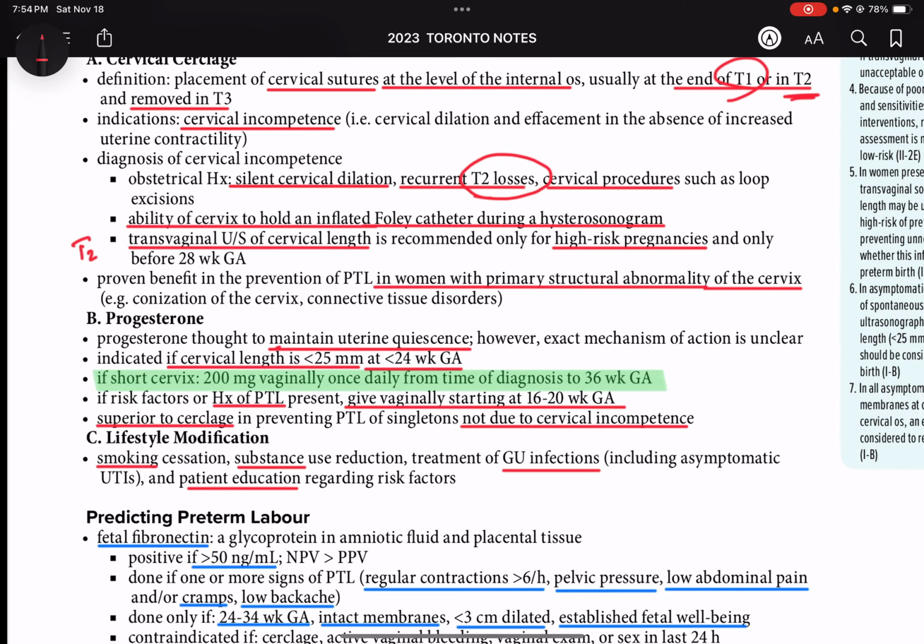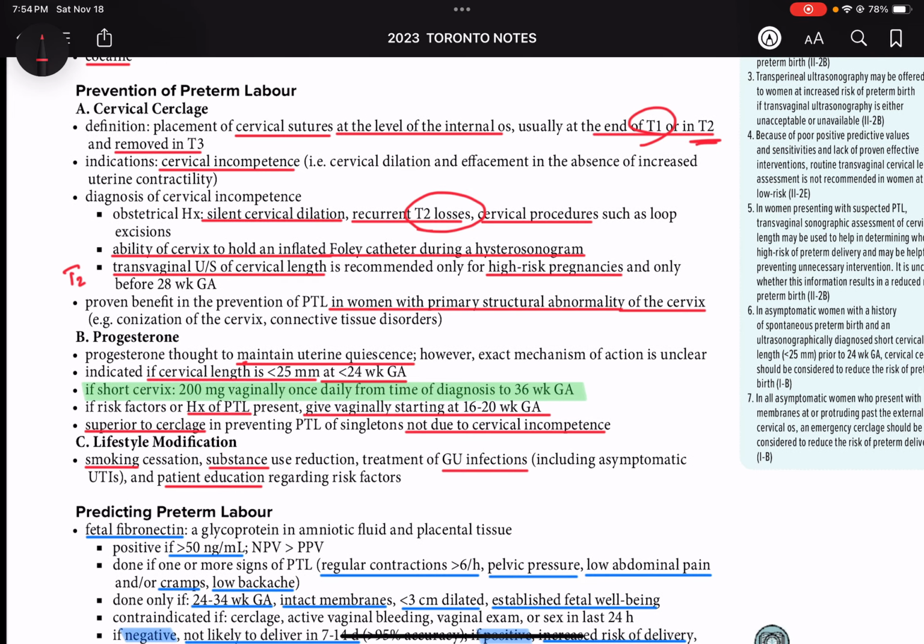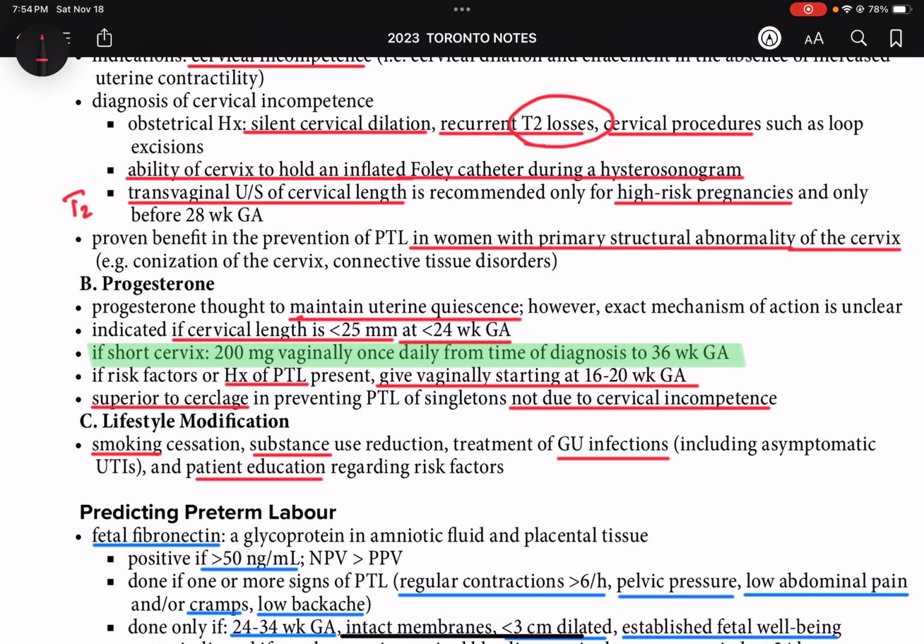Other than the cervical cerclage, what if there's no cervical incompetence? What can we do then? We have some ways like lifestyle modifications or progesterone also. We don't know the exact mechanism for that, but the progesterone helps control the uterine contractions. So if the cervical length is less than 25 millimeters at less than 24 weeks of gestational age, so it's pretty early, it's like early second trimester. So 24, 14, okay, it's not early, but it's second trimester.